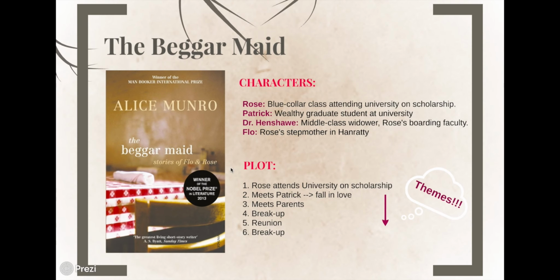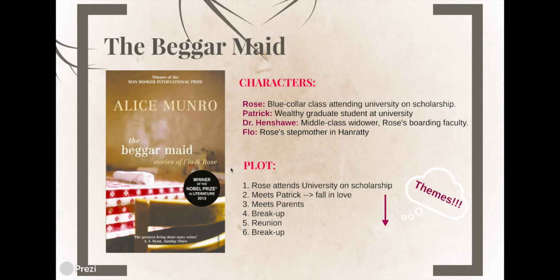But today we're going to look at The Beggar Maid together, and this story utilizes two of Munro's most prominent themes, love and relationship. And in summary, the main female character, Rose, is a poor countryside student attending university on scholarship. Flo is Rose's stepmother who cared for her, and she is also known to be a very low-class citizen. Dr. Henshaw is Rose's rooming faculty, and she lived in Dr. Henshaw's house, who constantly roomed other poor girls before her arrival.